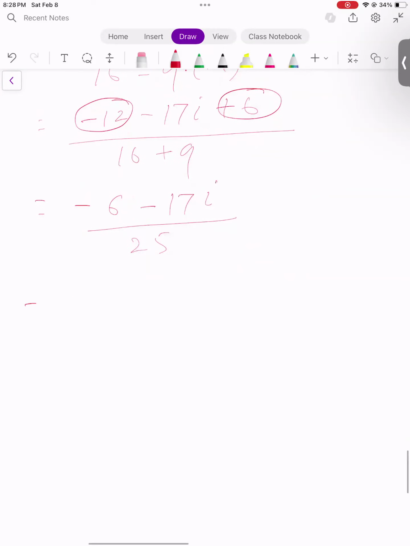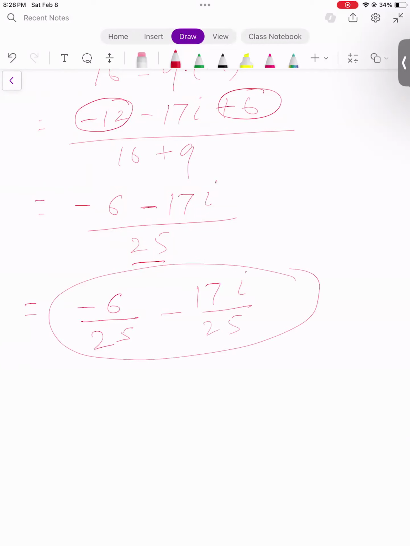You can separate the real part and imaginary part. So you break it down into two fractions. -6 divided by 25, -17i divided by 25, and this is x divided by y. Okay, let me know if you have any question here.